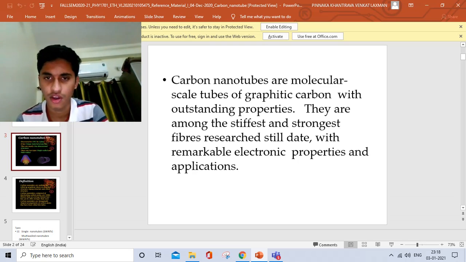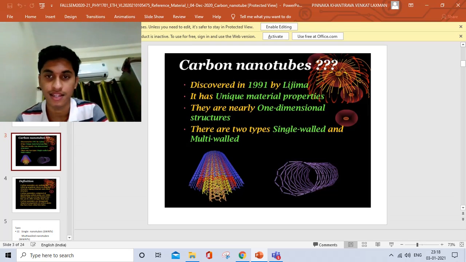My dear friends, we are going to study the introduction part of carbon nanotubes. Carbon nanotubes were discovered in the year 1991 by Iijima, and they have unique material properties. They are nearly one-dimensional structures, and are broadly divided into two types, which are single-walled carbon nanotubes and multi-walled carbon nanotubes.